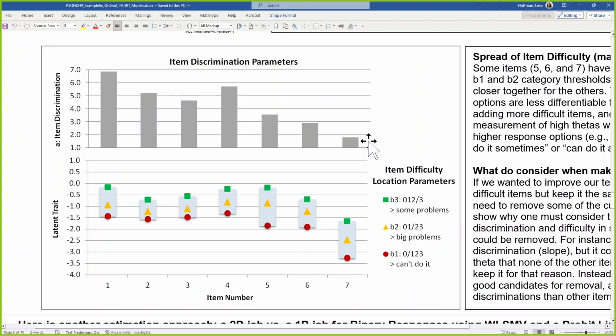But back to the question of whether we should get rid of item 7. It is true, if you look at this picture, that item 7 is the least discriminating item. However, item 7 has difficulty covering a different point of theta than any of the other items. So if you got rid of item 7, you would be compromising your ability to differentiate among very, very low theta people. And you don't want to do that.